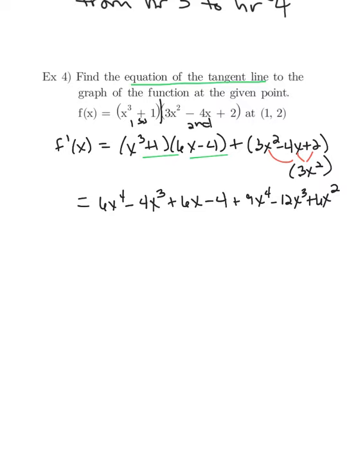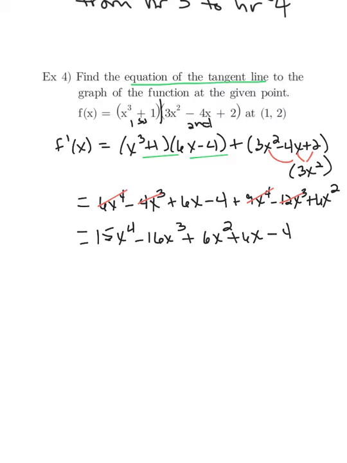Now if we put all of our like terms together, we will have 15x to the fourth. So we did our fourth terms. Now let's look at our cubes. We're going to have minus 16x cubed. So there's our cube terms. Now everything else are just single terms. So we're going to have plus 6x squared plus 6x minus 4.